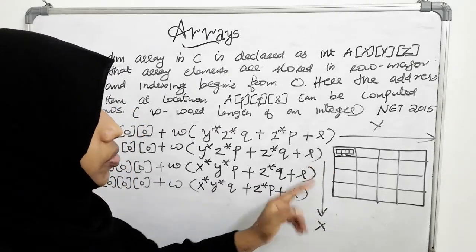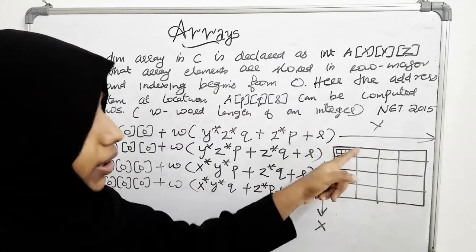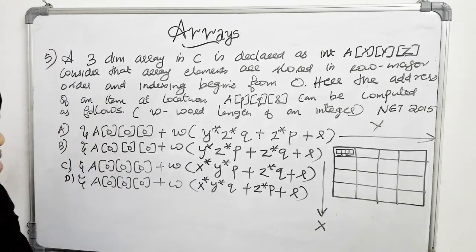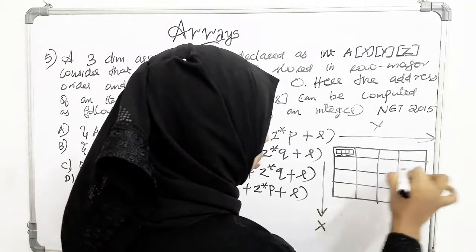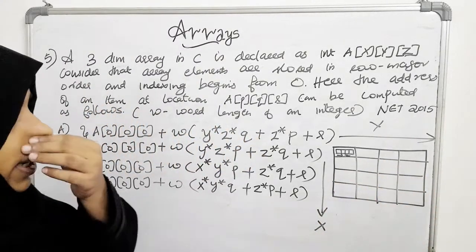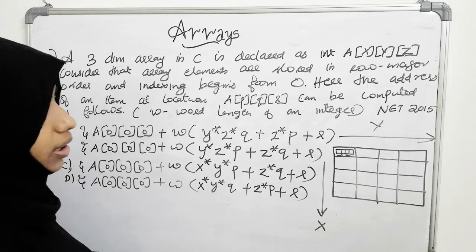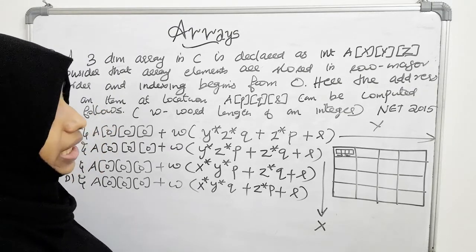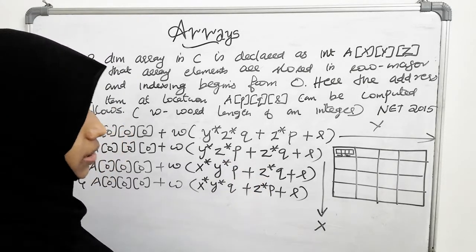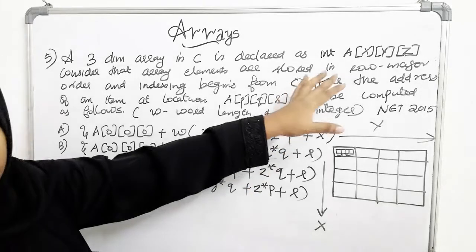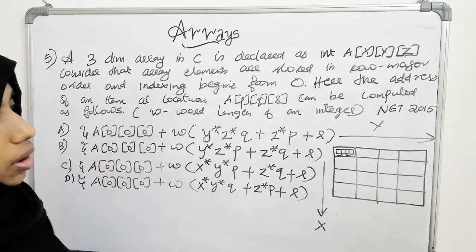So x rows, capital Y columns, and each cell of this two-dimensional array is another one-dimensional array. Each cell is an array having maximum z locations. So all the cells are having a one-dimensional array of maximum size z. Or you can understand that there are x number of arrays having size y by z. But this representation will be a little bit easier for you to understand.